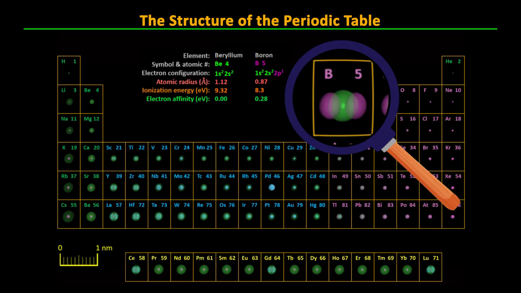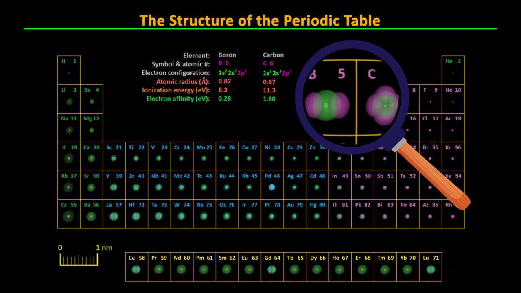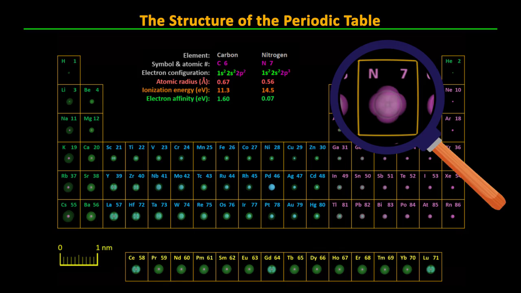Comparing to beryllium, the increased pull of the nucleus for boron has reduced the atomic radius from 1.12 to 0.87 angstroms. But the 2p orbital electrons are held to the atom slightly less strongly than the 2s electrons, so the ionization energy has dropped from 9.3 to 8.3 electron volts. As we move to carbon and nitrogen, the new electrons will want to populate their own p orbitals, spreading out due to the tendency of electrons to repel each other. The increased pull of the nucleus shrinks the atomic radii of carbon and nitrogen to 0.67 and 0.56 angstroms, respectively, a little bigger than hydrogen.